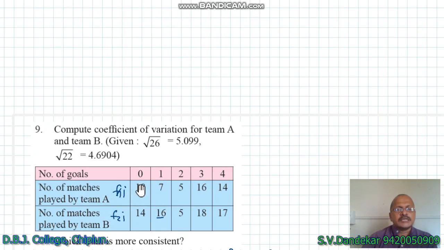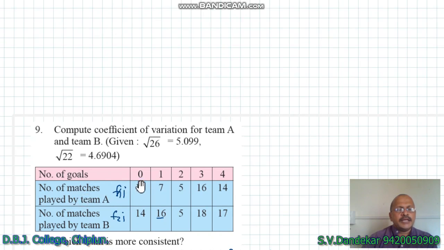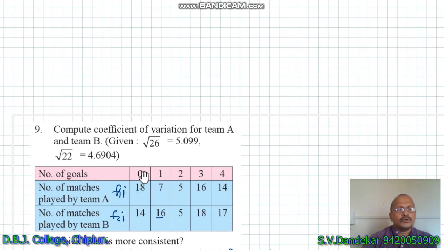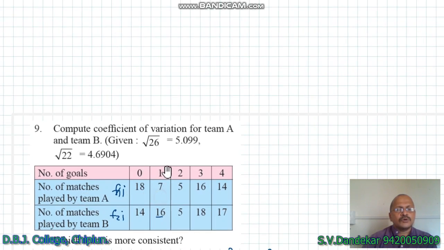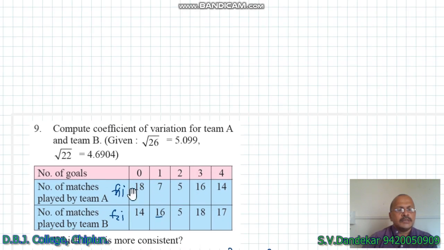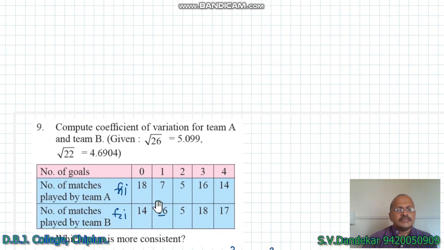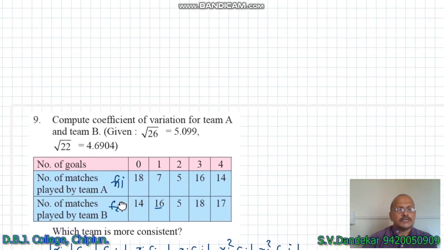I will explain this table. Team A, in 18 matches they have scored 0 goals. In 7 matches they have scored 1 goal. In 16 matches they have scored 3 goals. Team B, in 16 matches they have scored 1 goal, and so on. Which team is more consistent?